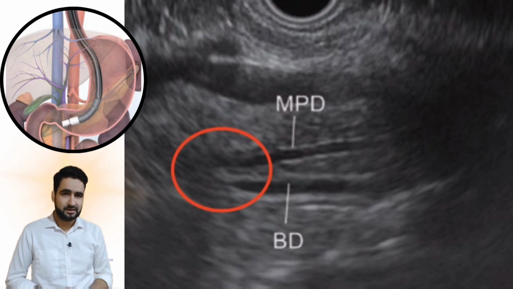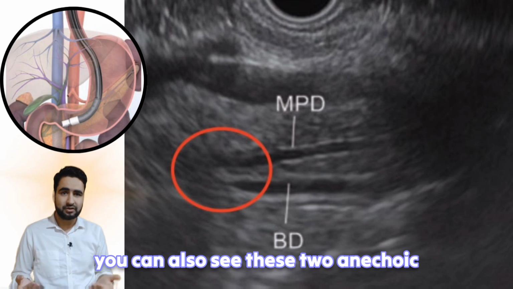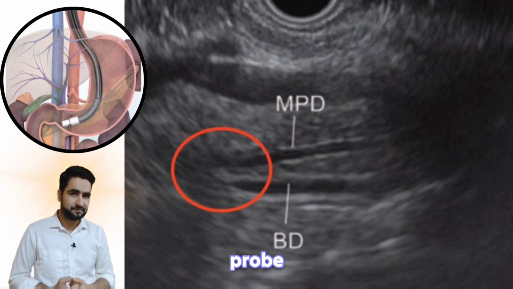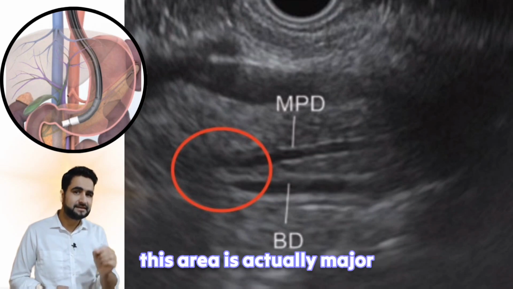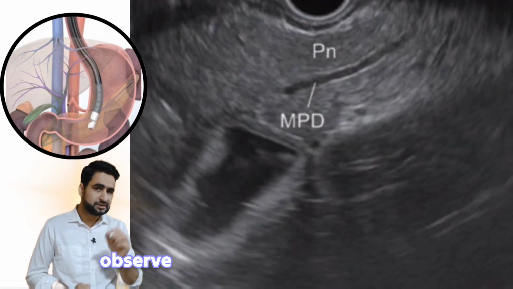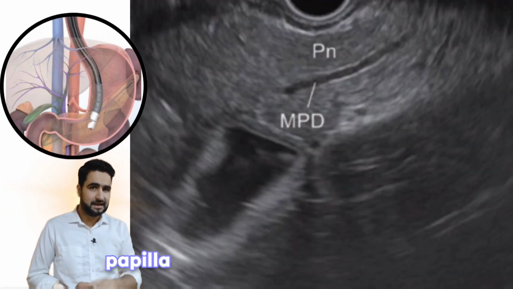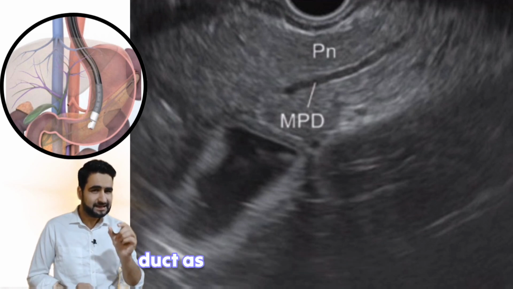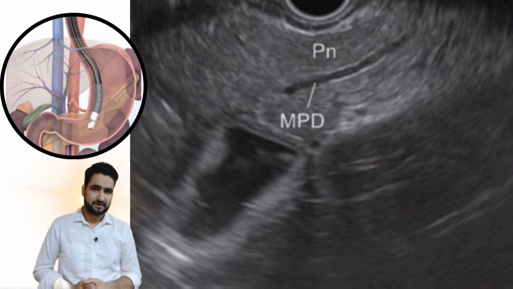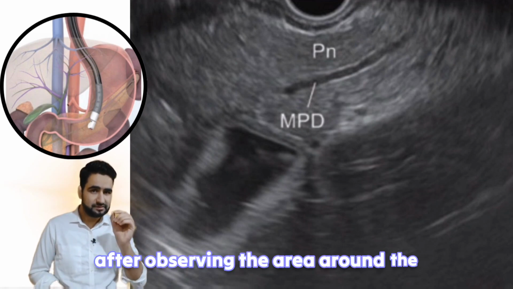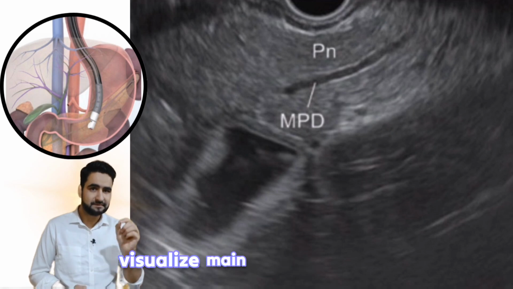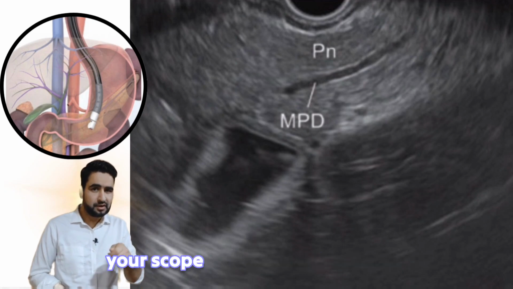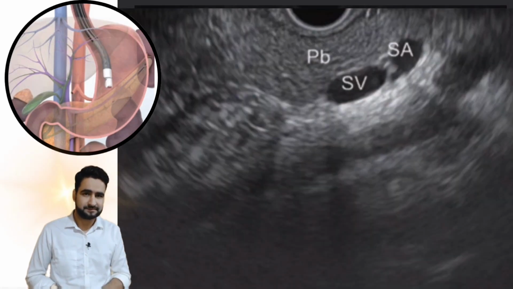inferior field. You can also see these two anechoic tubular structures appear to join each other distally away from the probe. This area is actually major papillary area. Observe the area around the major papilla while continuing to follow the bile duct and main pancreatic duct as closely as possible. After observing the area around the major papilla, visualize main pancreatic duct continuously as you slowly withdraw your scope to observe the neck of pancreas.